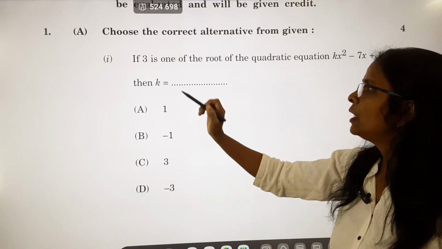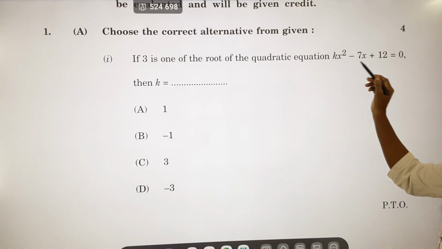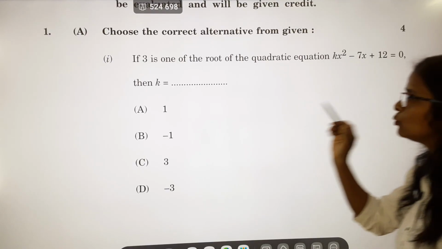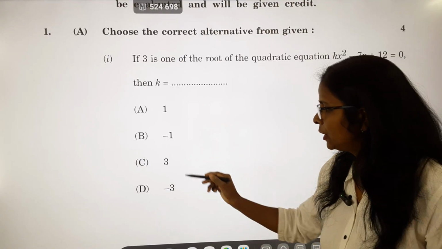Now question 1: if 3 is one of the roots of the quadratic equation kx square minus 7x plus 12 is equal to 0, then k is equal to. Options are 1, -1, 3, -3.